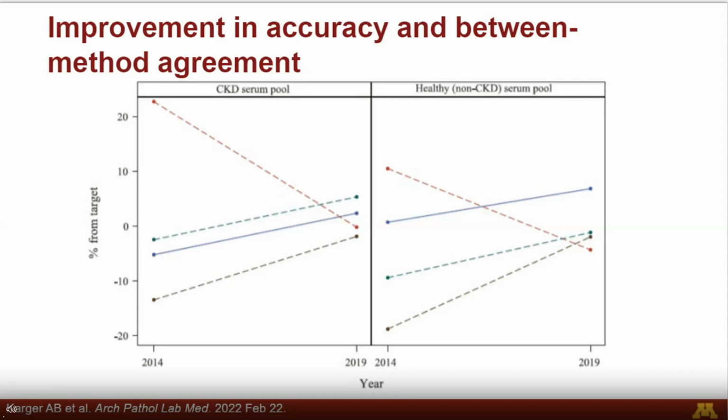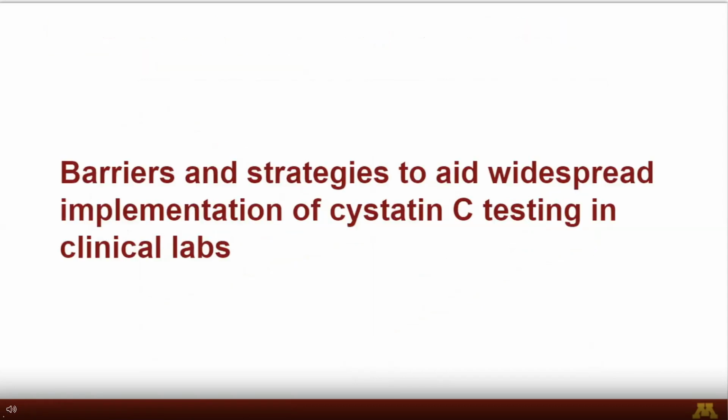So in summary, Cystatin C assay performance has significantly improved, and methods have an acceptable degree of accuracy and agreement to support use for GFR estimation. So the next question becomes, how do we support more widespread implementation of it?